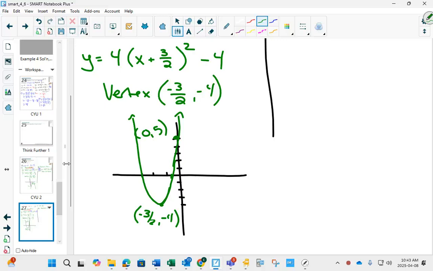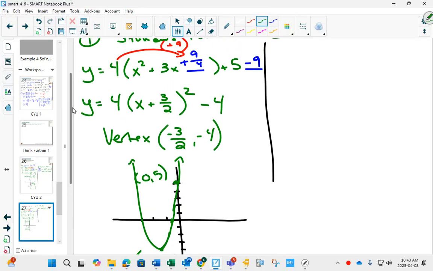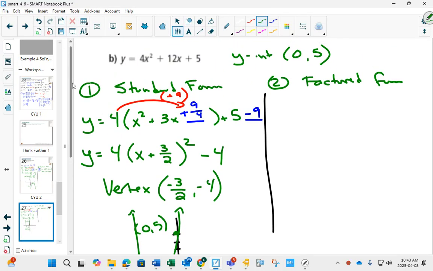Could we have factored this? Let's see. Well, there's no common factor, but maybe we could just factor it directly. 4x is a little bit of an issue because it could be 4 and 1 or 2 and 2. But the 5 is only one option, so if I could factor it, it would have to be 5 and 1. I actually sometimes start with the last ones if my first ones have more than one option.